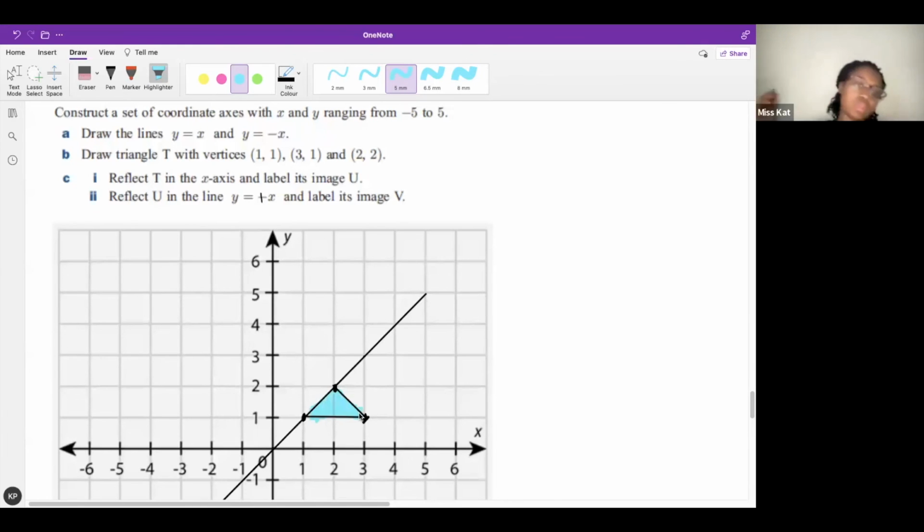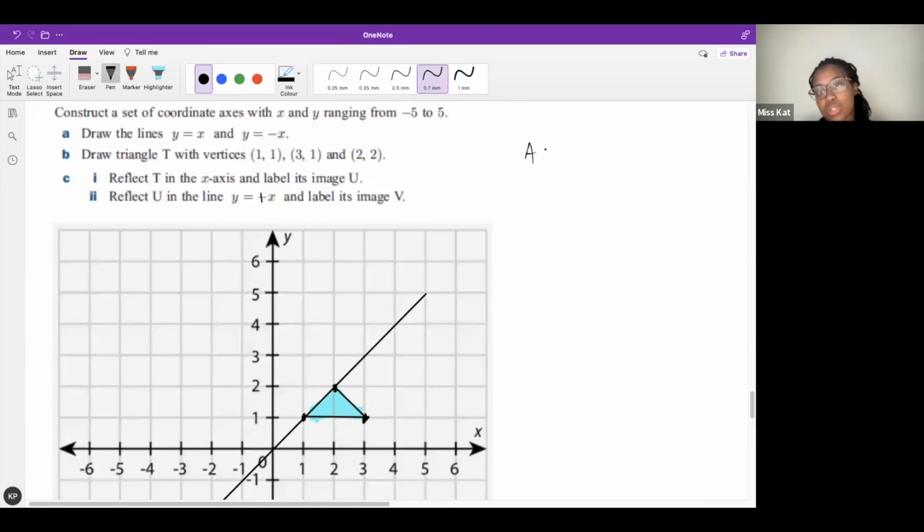Okay. Now they say reflect T. So this triangle is called T, in the x-axis, and name the image U. So first we are reflecting in the x-axis. Now tell me, guys. I know, right? I'm very underwhelmed. You would have thought they would have thought of better coordinates, but anyway. So now we're reflecting this according to the x-axis.